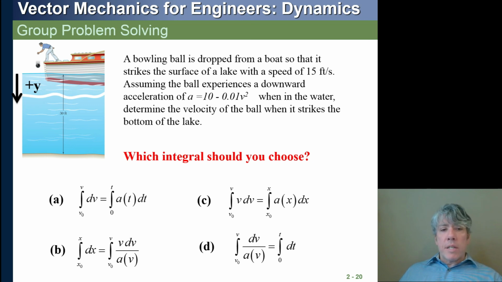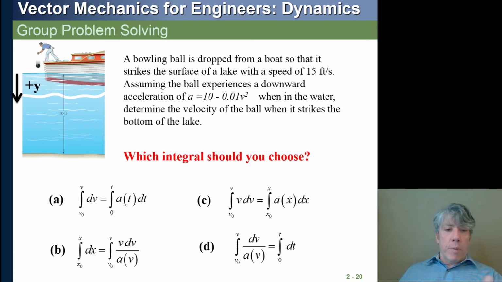What about between C and B? Well, notice that C is useful when the acceleration is a function of position. In our case, we're explicitly given an acceleration equation that is a function of velocity. So we should choose formula B to solve this problem.